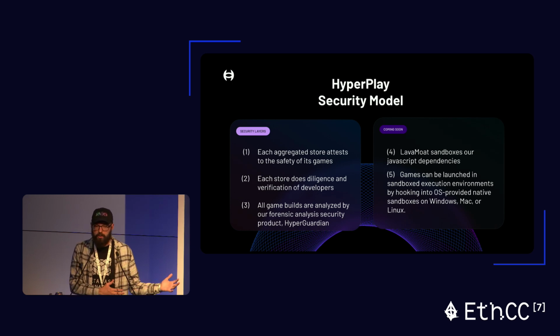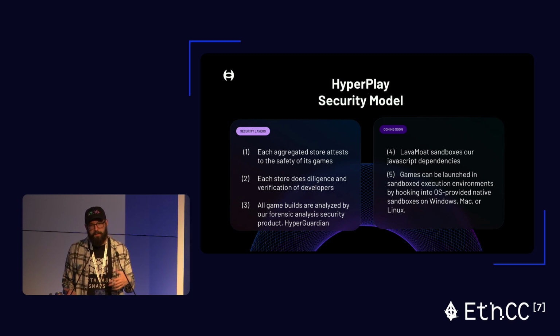So essentially each store that's in our app, because we're an aggregator of multiple stores, is making attestations about the safety of these games. Each developer is doing diligence, and in our store, we do diligence and identity checks on the developers. We analyze every game build that's submitted to our store, and we're doing forensic analysis on those. We built a whole protocol called HyperGuardian that handles this.